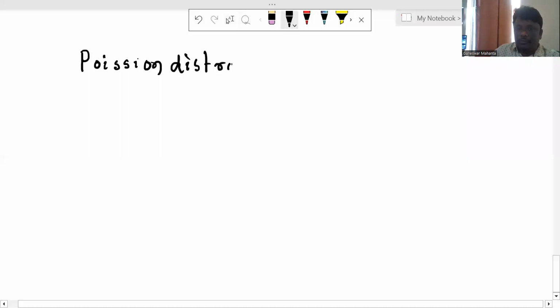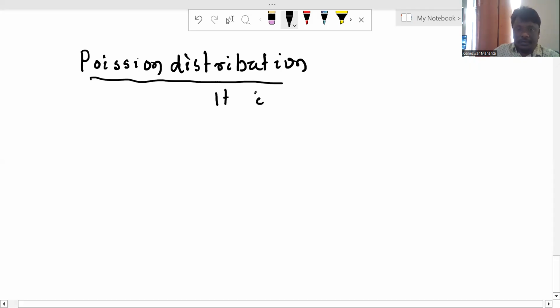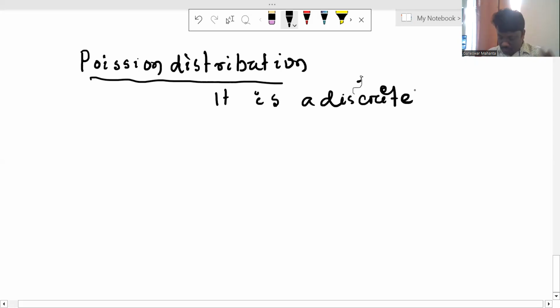So first of all, we know what the Poisson's distribution is. It is one of the discrete distributions. Poisson's distribution is a discrete distribution problem, and the probability function for this Poisson distribution is defined here as f(x).